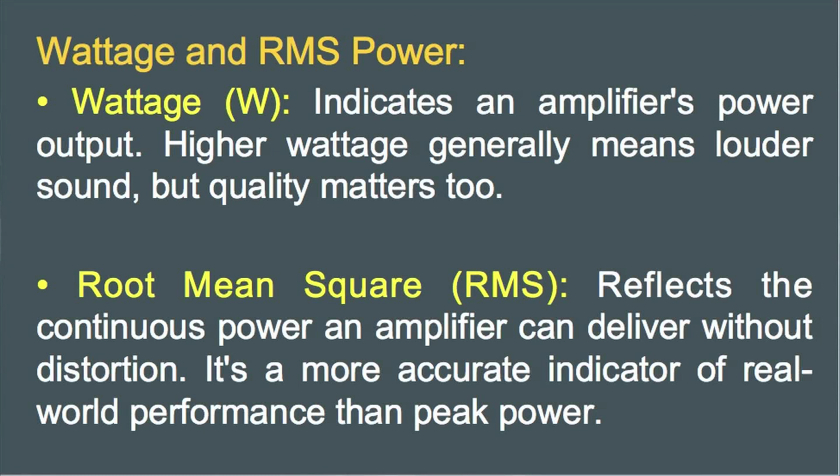Wattage indicates an amplifier's power output. Higher wattage generally means louder sound, but quality matters too. The next one is root mean square, or RMS. It reflects the continuous power an amplifier can deliver without distortion. It is a more accurate indicator of real load performance than peak power.